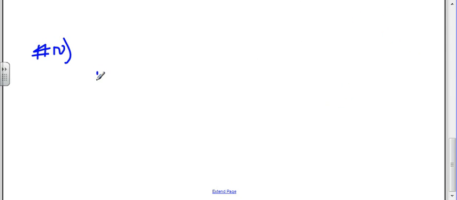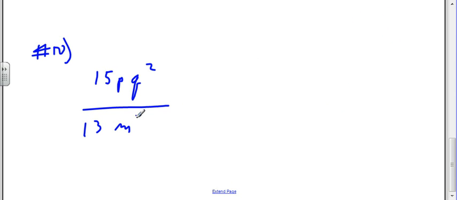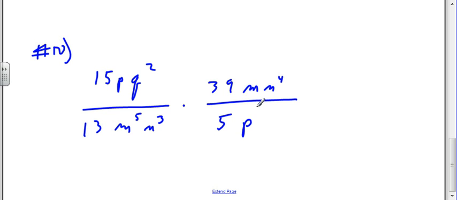Number 10. All right, so I've got 15 p q squared over 13 m to the fifth n cubed. You've gotta be kidding me. Times 39 m n to the fourth over 5 p to the fourth q cubed.